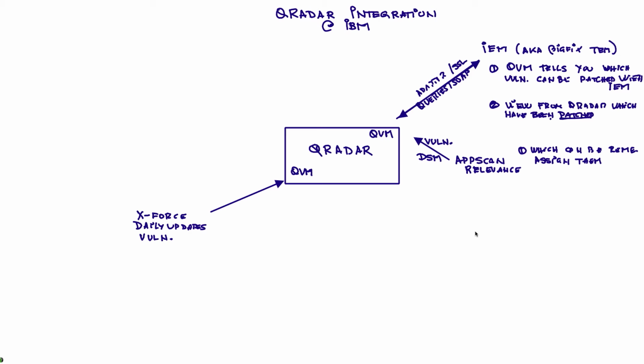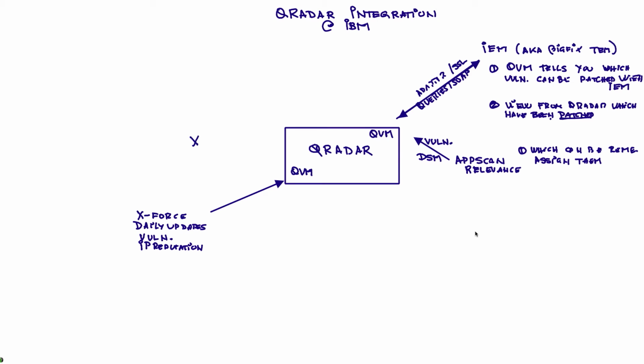You don't have to wait for the next patch cycle. But also we feed into it IP reputation, which allows us to give relevance to it: when you see an IP talking to another IP that has bad reputation, then of course you're going to be told.